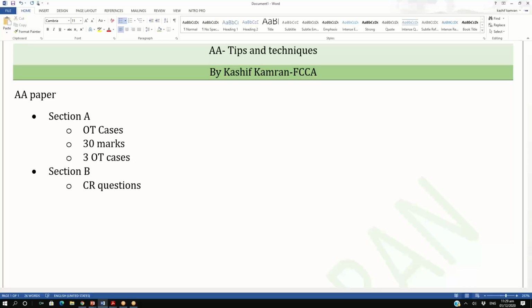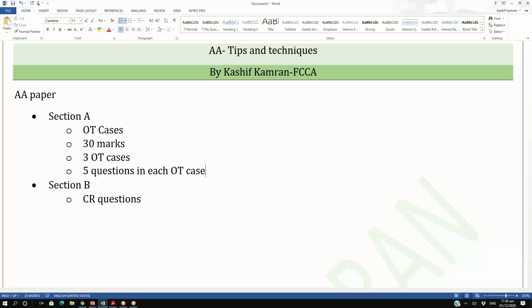Now, in every OT case you get in the first section, each OT case consists of 5 multiple choice questions. So each OT case has 5 questions. When you look at one OT case, which I will just be showing you, one OT case is followed by 5 questions, and you have to pick and choose the right answer from the options given.